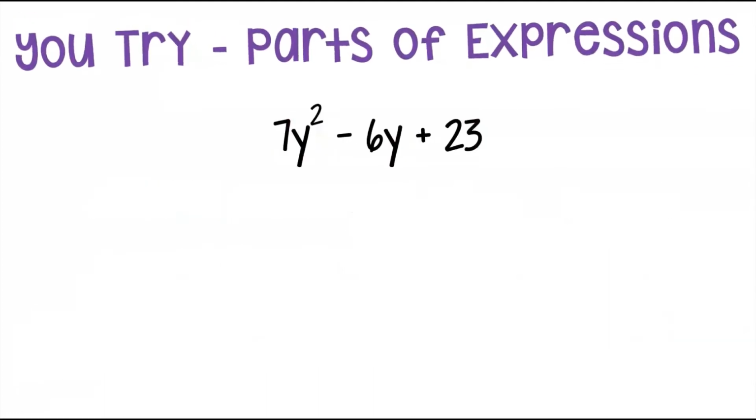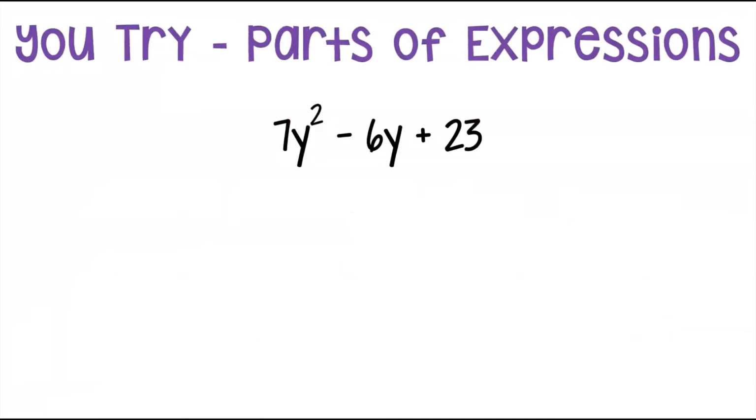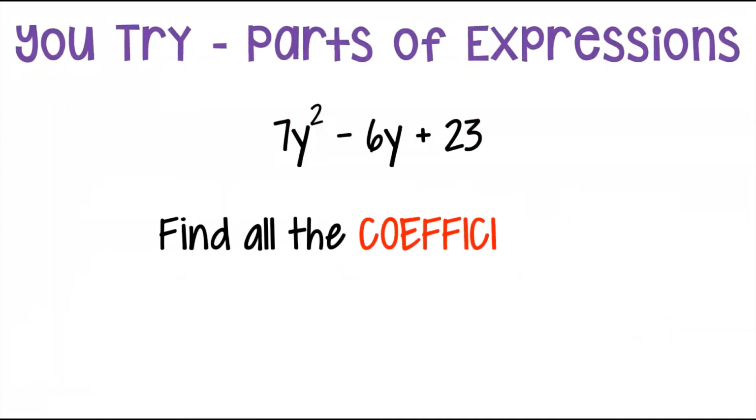All right, why don't you try? Using this expression, find all the coefficients. Remember, you can pause the video to try it on your own and come back to see if you were right. The coefficients in this particular expression are 7 and 6 because both of them are being multiplied by a variable expression.